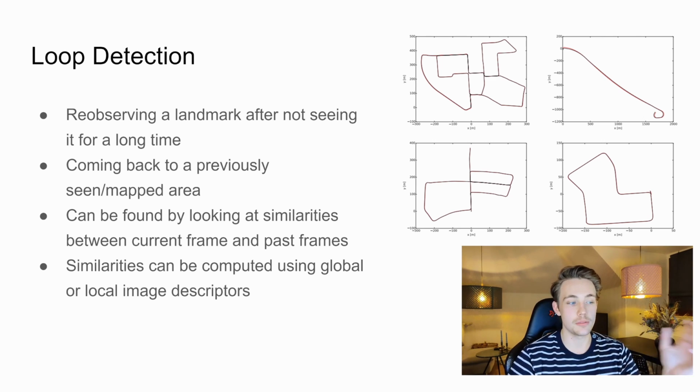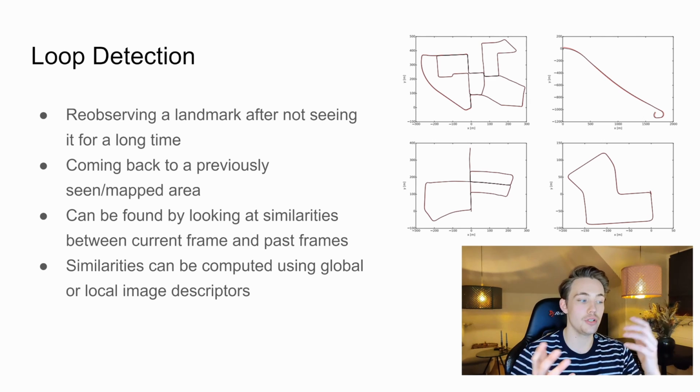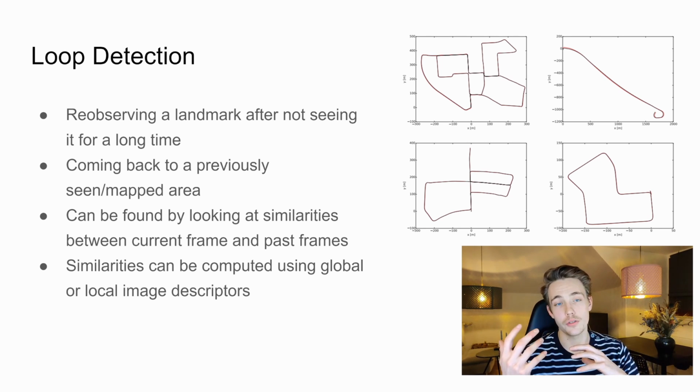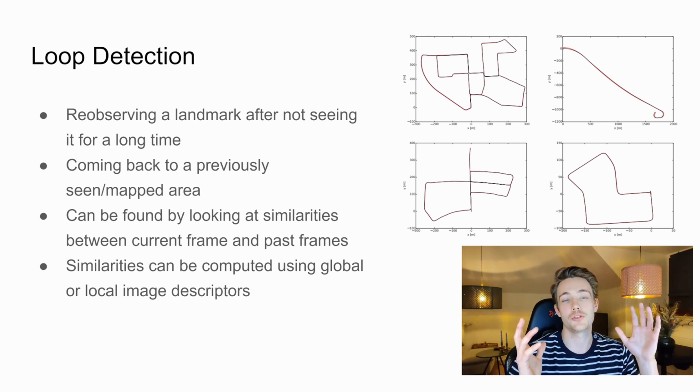We can look at the similarities between the current frame and all the past frames that we've been through before we have seen a loop. And then we can compute this with global or local image descriptors. So we can use something called visual bag of words and stuff like that, which we're going to cover in another video.